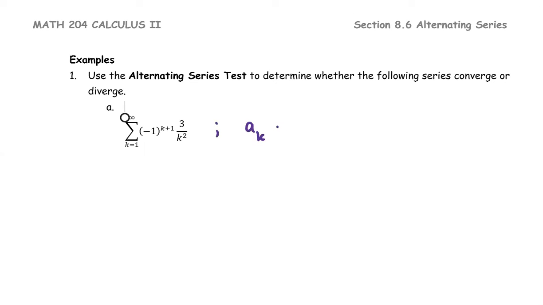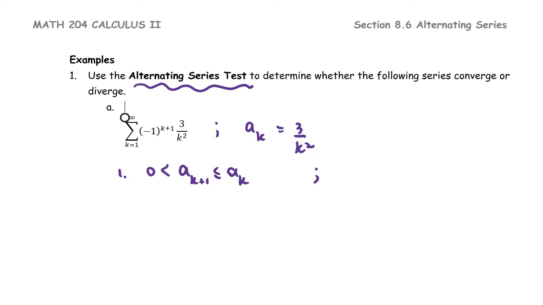We see a_k as 3 over k squared. Use the alternating series test. Check condition number 1: 0 is less than a_{k+1}, which is less than or equal to a_k for some k. That means we are going to check whether the terms are non-increasing or not.